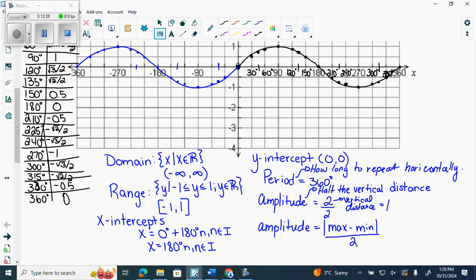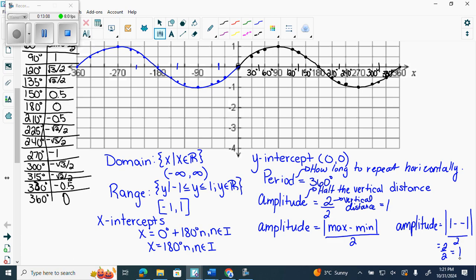Max is 1, minimum is -1. So what's 1 minus the minus 1? If we fill it into this formula, it's going to be the absolute value of 1 minus a minus 1, divided by 2. 1 minus minus 1 is 2. The absolute value of 2 is 2. So it's 2 divided by 2, which is 1. If you want to use that formula, you can, but you need to memorize it.